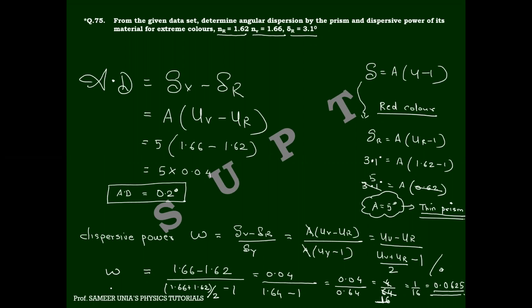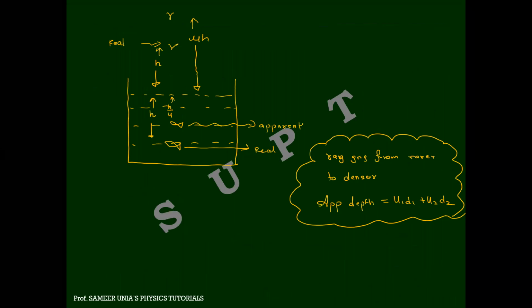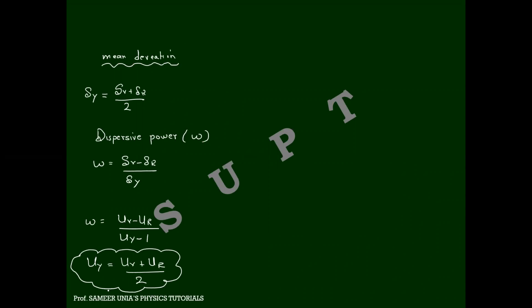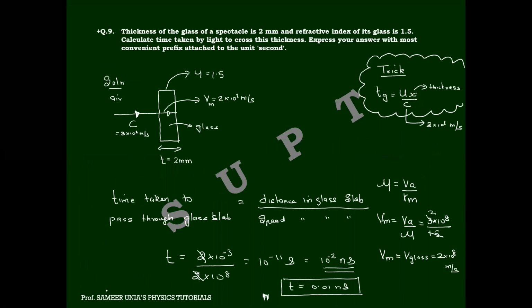Did you understand all the formulas? Let us revise once more. First, we studied how much time it takes to travel through a glass slab: time equals distance in the glass slab upon speed in the glass slab. Whenever anything happens in speed in the glass, divide the speed of light by μ. So the shortcut came to be μx by c.